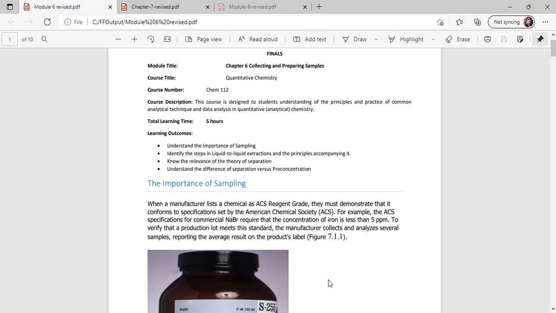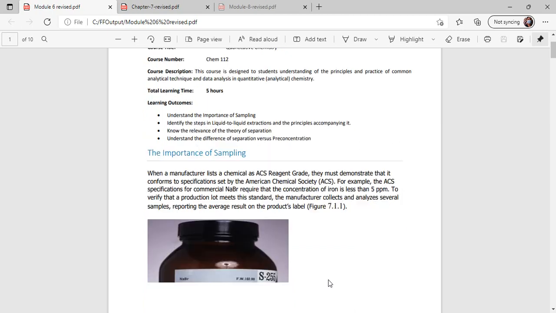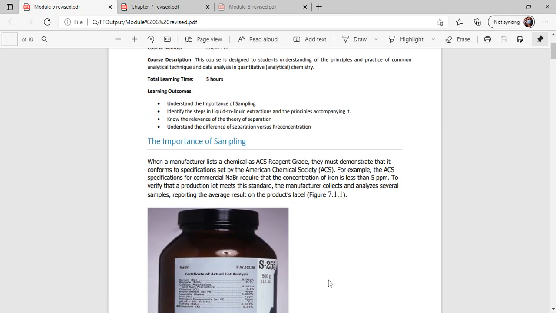Okay, so good day class. For our third to the last chapter sa atong Quantitative Chemistry, chapter 6, the collecting and also preparing sang aton nga sample. Although we first discuss among calculations sa mga sample, it is very important to know how to collect your samples. Also, pag-prepare sa imong mga sample kag pag-preserve sa imong mga samples. So, you have here importance of your sampling.